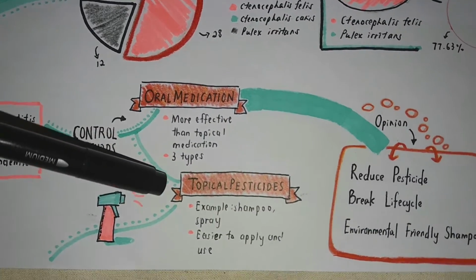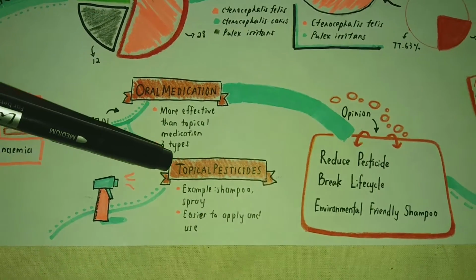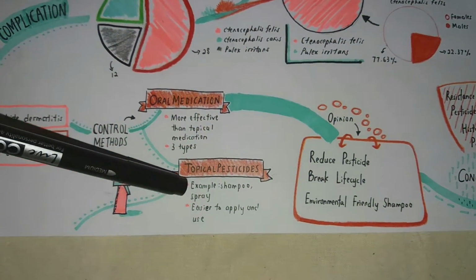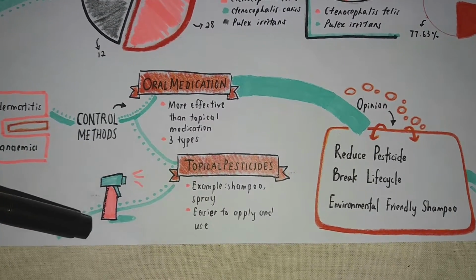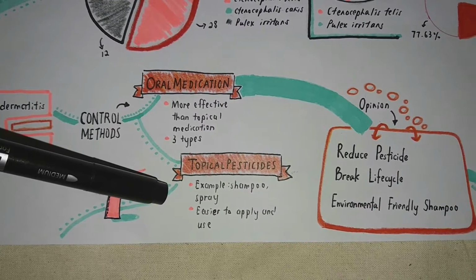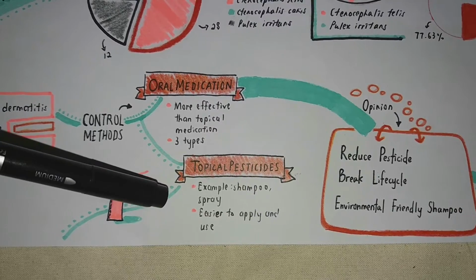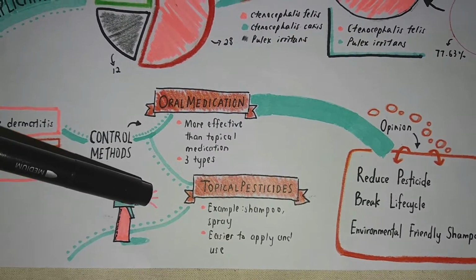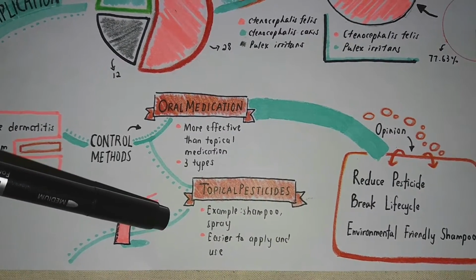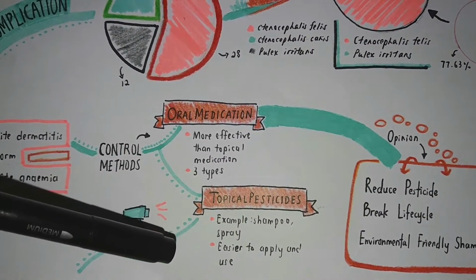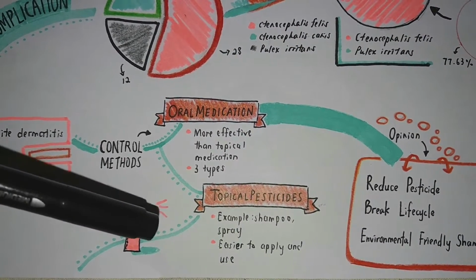Next would be topical pesticides, also known as topical spot-on pesticides. Examples are shampoo, sprays, and powders, as you can see here. It is easier to apply and use. However, bathing or swimming too soon right after application reduces the effectiveness of this topical pesticide. It is not advisable to pet the dog once applied, to reduce poisoning due to pesticide contamination in the body.